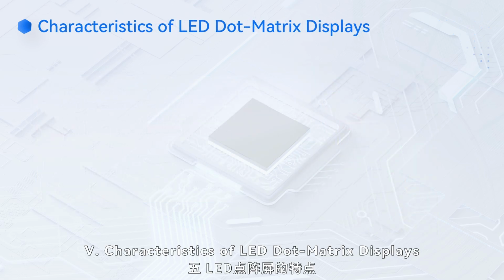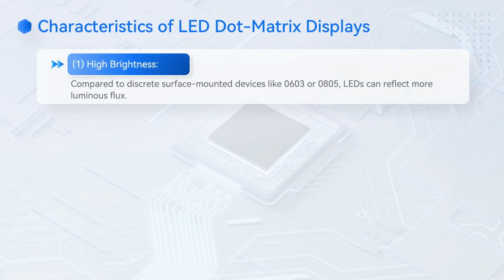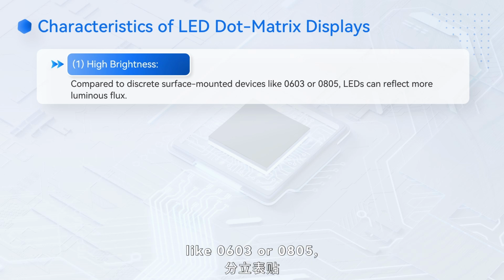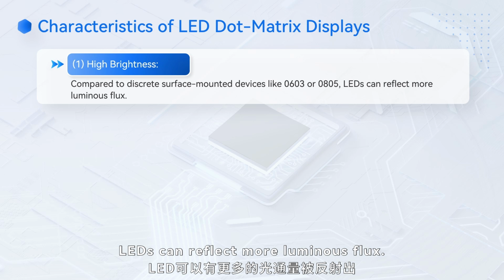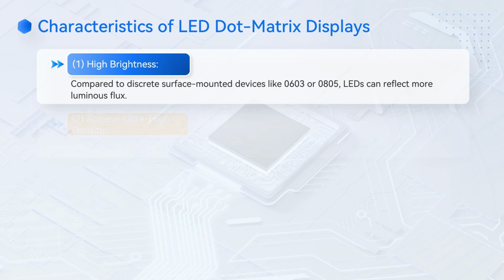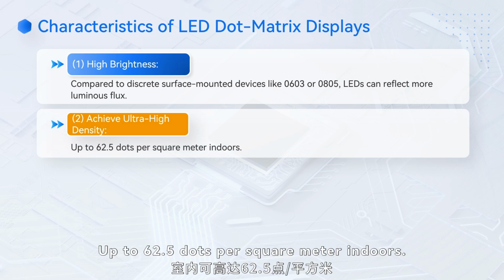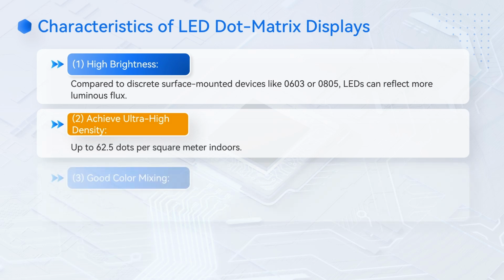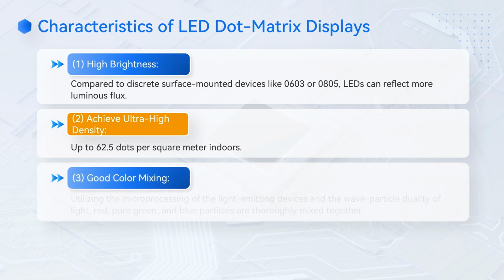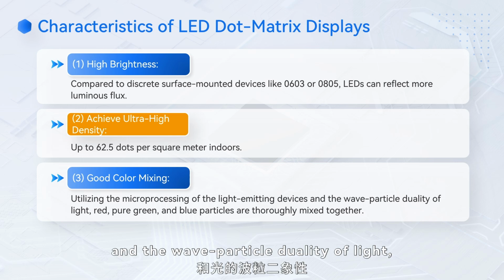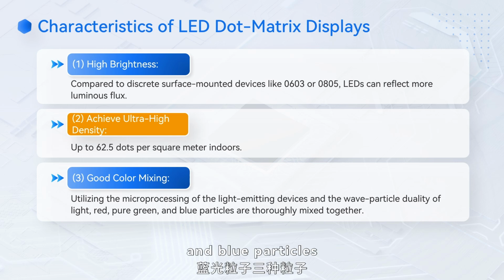5. Characteristics of LED dot matrix displays. 1. High brightness. Compared to discrete surface-mounted devices like 0603 or 0805, LEDs can reflect more luminous flux. 2. Achieve ultra-high density. Up to 62.5 dots per square meter indoors. 3. Good color mixing. Utilizing the microprocessing of the light-emitting devices and the wave-particle duality of light, red, pure green, and blue particles are thoroughly mixed together.